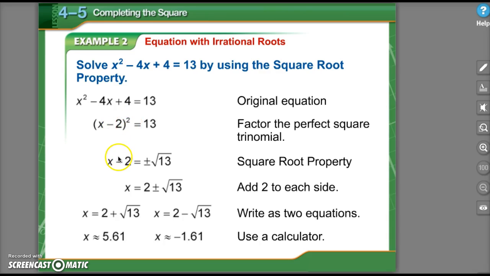Then we're going to take the square root of each side. So we have x minus 2 is plus or minus the square root of 13. Here, notice the square root of 13 can't be simplified. So we bring the 2 over to the other side. We have 2 plus or minus the square root of 13.